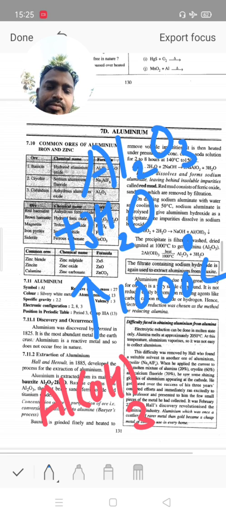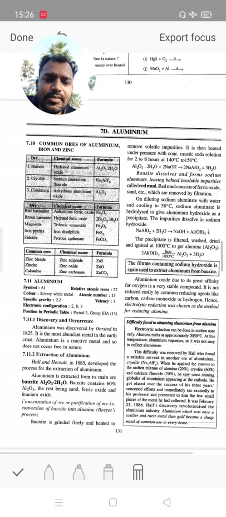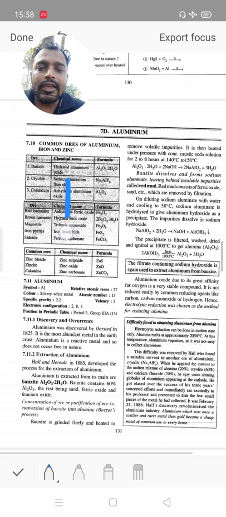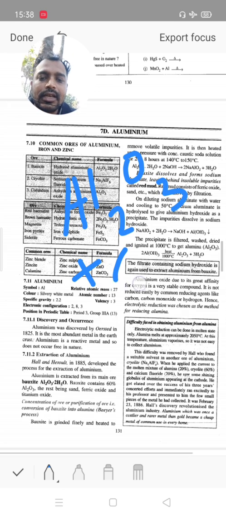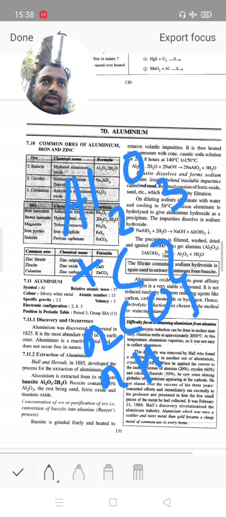This aluminum oxide has a great affinity towards oxygen, so it is a very stable compound. It cannot be reduced by reducing agents like carbon monoxide. Al2O3 alumina cannot be reduced by carbon, carbon monoxide or hydrogen, because aluminum has a great affinity for oxygen, so aluminum oxide is a very stable compound.